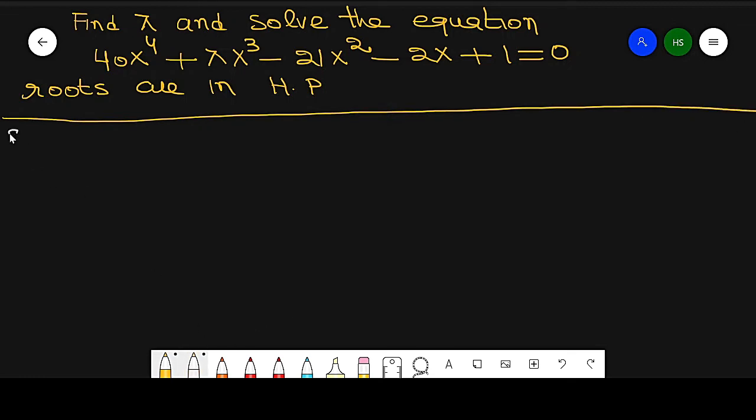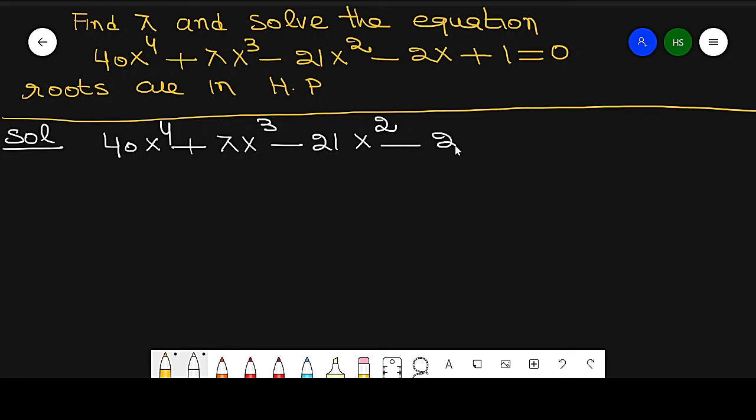To solve this equation, first the given equation is 40x^4 + lambda x^3 - 21x^2 - 2x + 1 = 0. So this is equation number 1. Now put x equal to 1 by y.